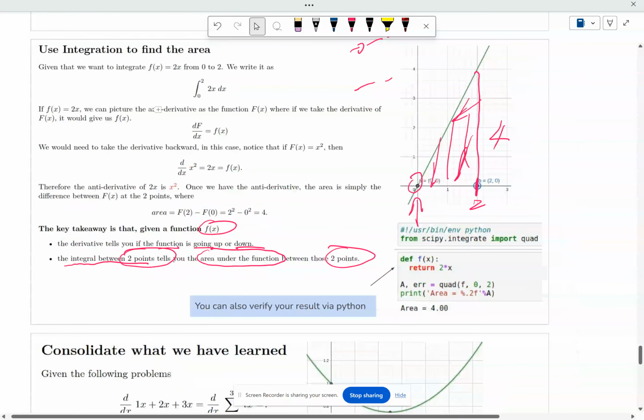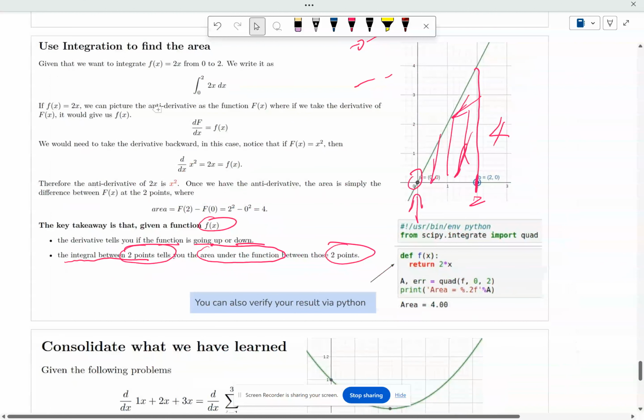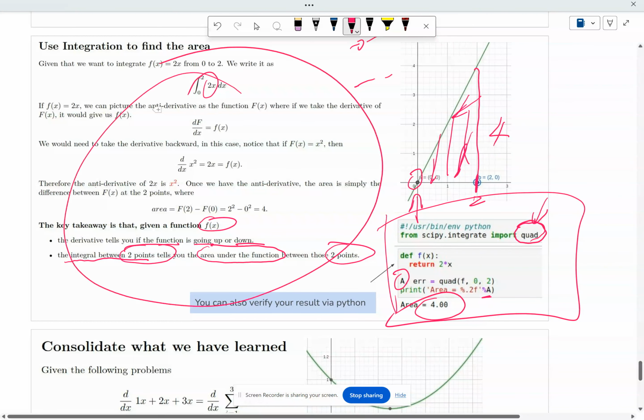Now, to take the integral, there's also a simple way. We define the function, here's the function, and then we can use the function called quad. When you use quad on the function between 0 and 2, it tells us the area is 4. So you can solve this integral using the antiderivative, and you can confirm your result using Python to see whether you get the same result.